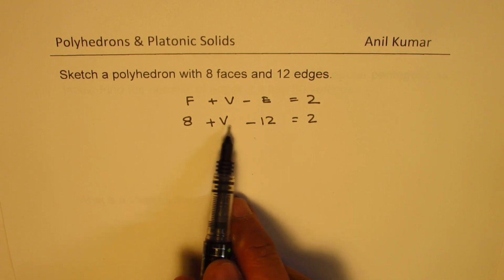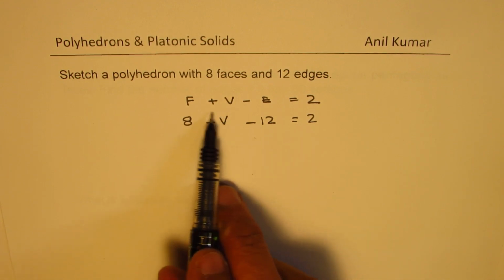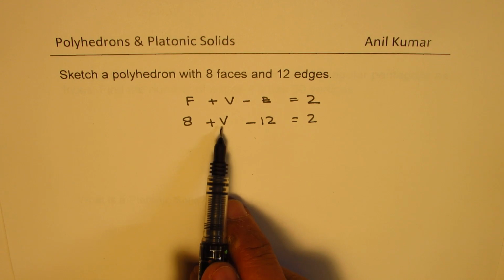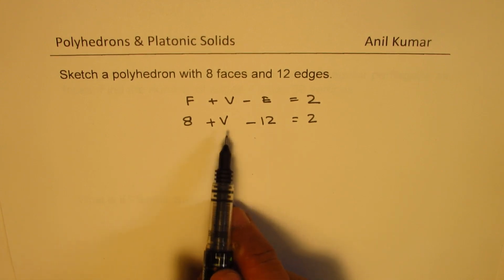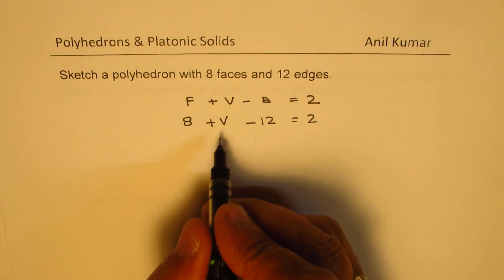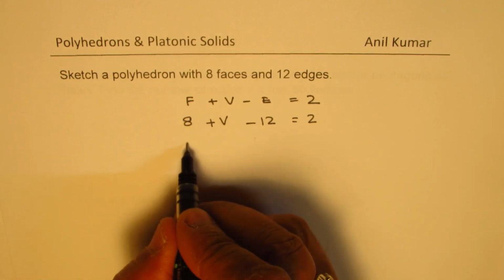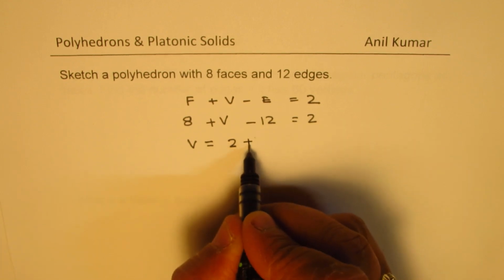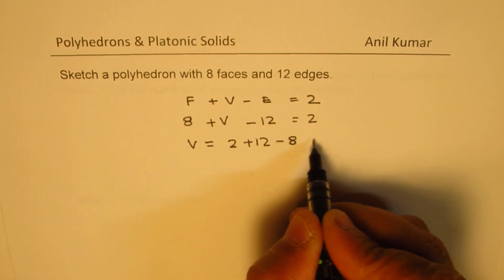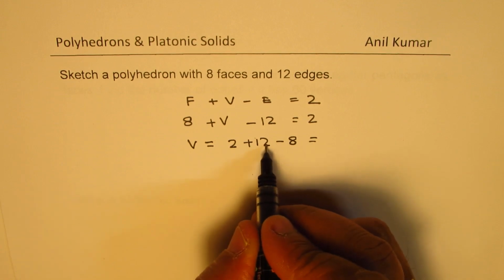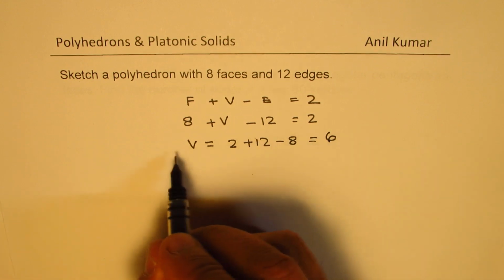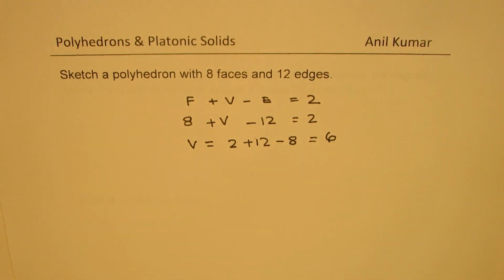So what number will give me 2 here? That should be 6. Total has to be 14, right? So we expect V to be 6, or you could calculate like this: V equals 2, take this 12 to the other side, and take away 8. So we have 14, and from 14 you take away 8, which gives you 6, either way. So we have 6 vertices.